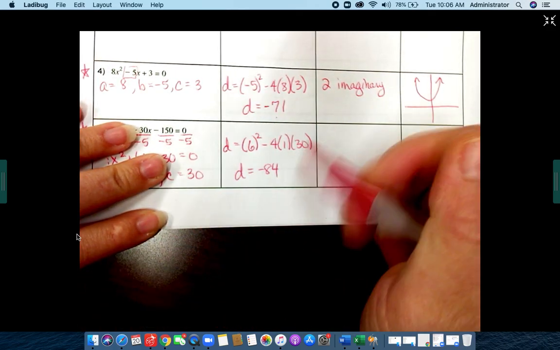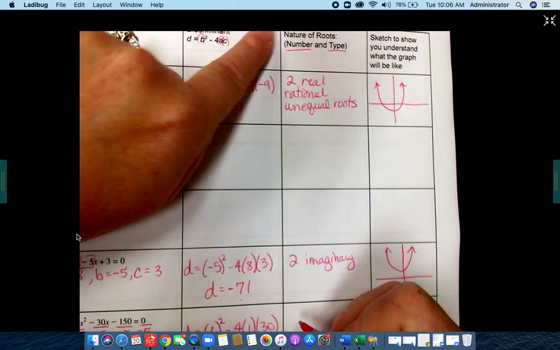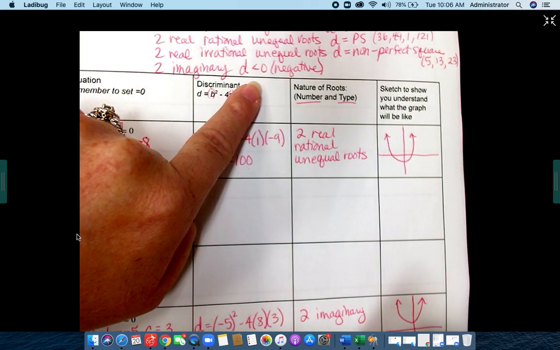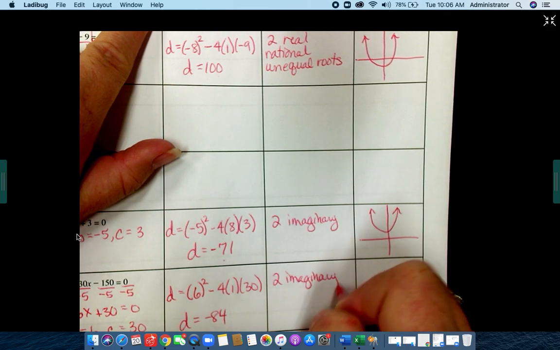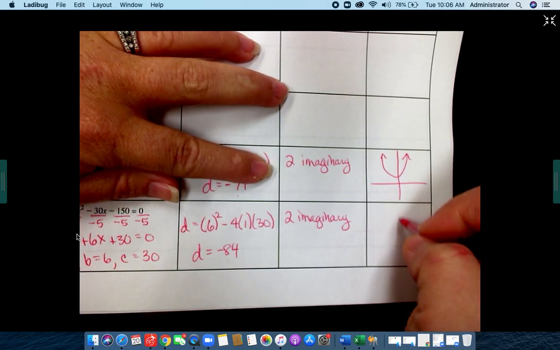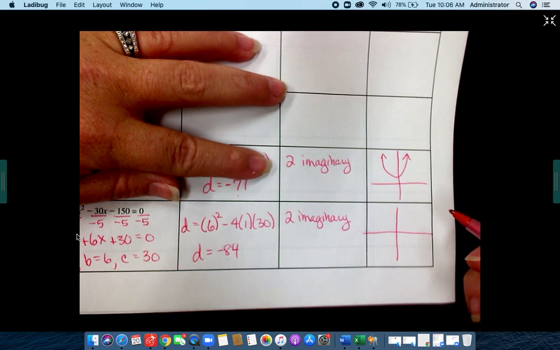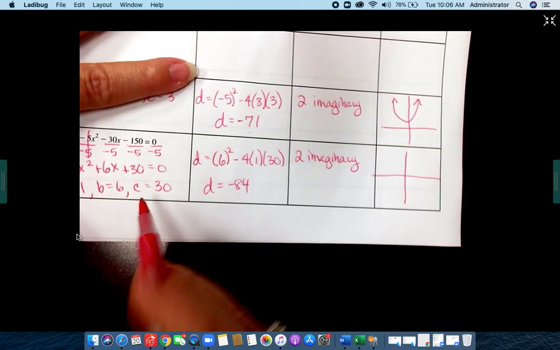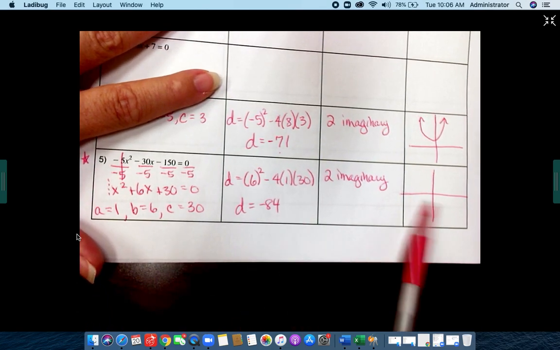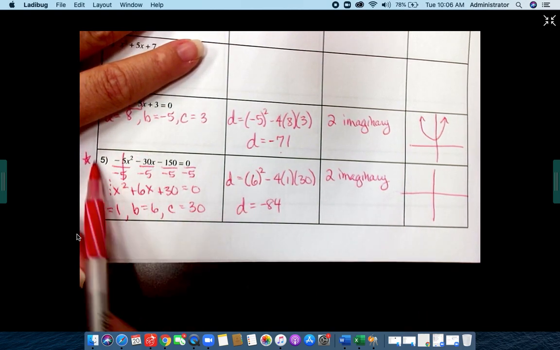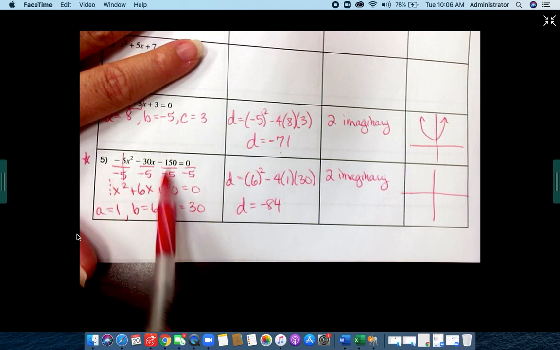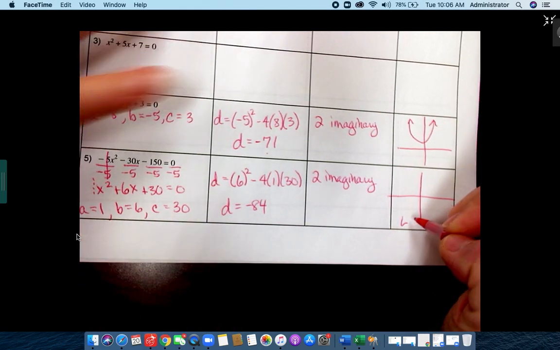All right, well, that happened again. We got a negative value, so that tells us, if it's negative, right back up here, we're going to have 2 imaginary. And in terms of solving solutions, it means I can find the x values, which will be the same no matter if it opens up or down. But originally, our polynomial did have a negative A value, so it's going to open down.